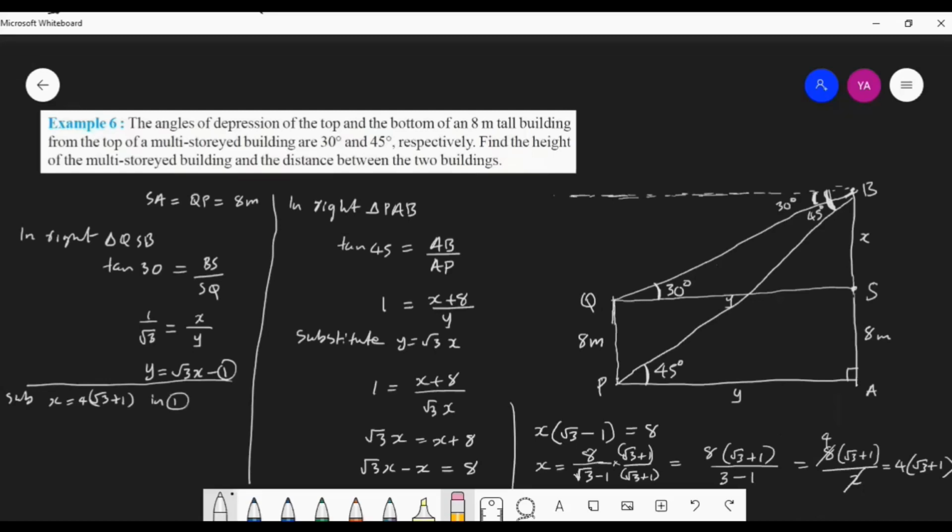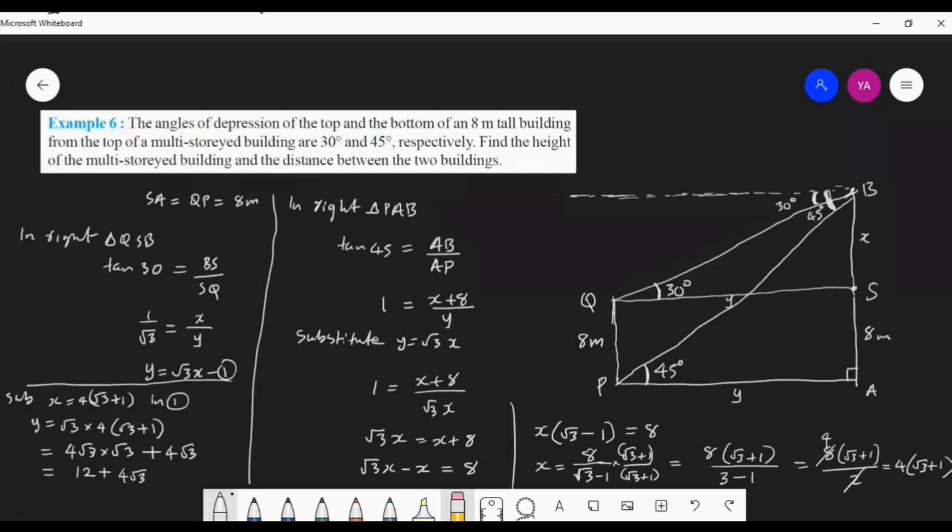What will you get? y is equal to root 3 into 4 root 3 plus 1. Root 3 plus 1, how will it come? 4 root 3 into root 3 plus 4 root 3 will come, right? So what is 4 root 3 into root 3? 4 into 3, so 12 will come. So 12 plus 4 root 3.